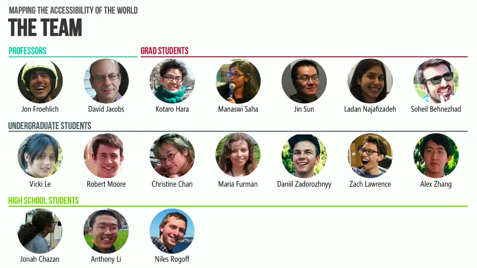But before I do, I just want to recognize this large team of students, as well as my computer vision collaborator, Professor David Jacobs. And this is work done with the lead students, Kotaro Hara, who's now a postdoc at CMU, Manaswi Saha, and Jin Sun.